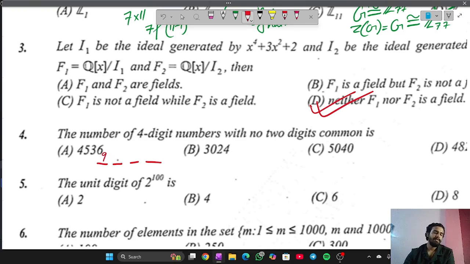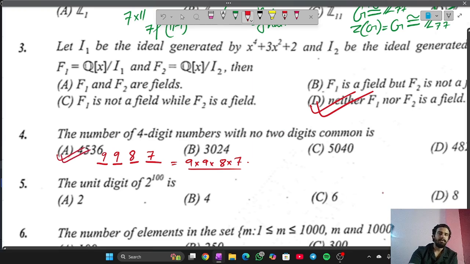The number of digit choices for this is, except the number we have chosen here, we can take any of the rest. So here is also 9. And similarly here 8 and here 7. So there are 9 into 9 into 8 into 7 four-digit numbers with no two digits in common. And if you calculate this one, you will get option A as the answer.